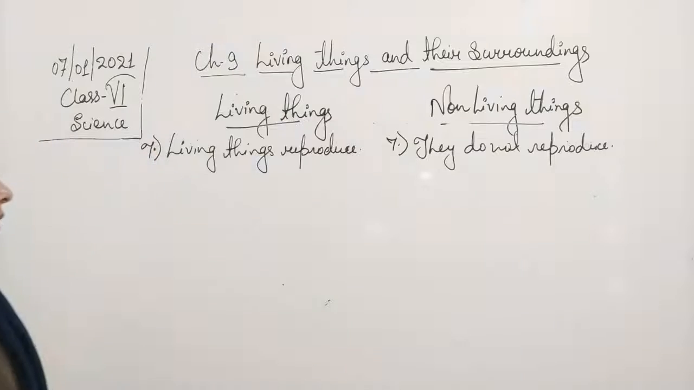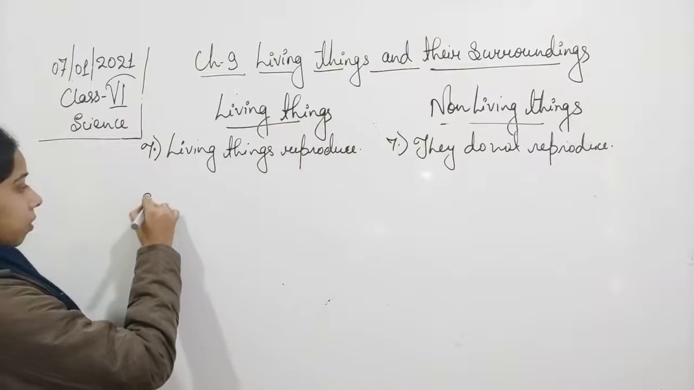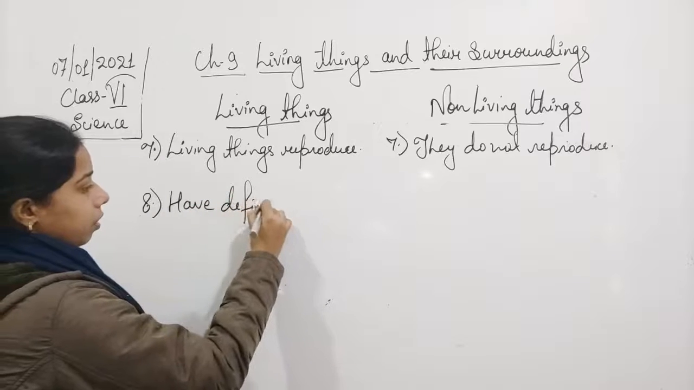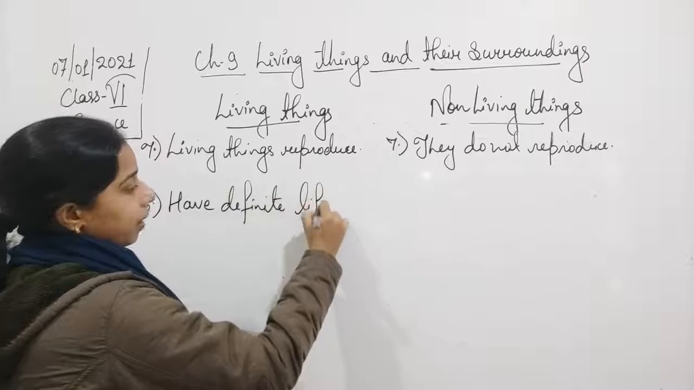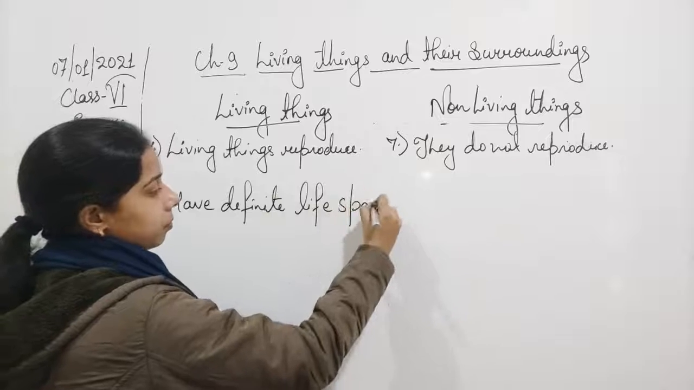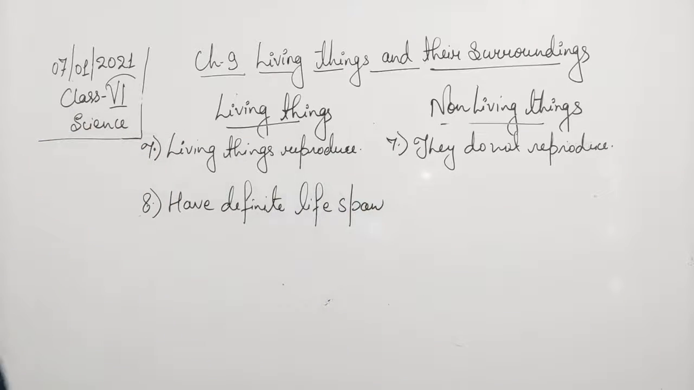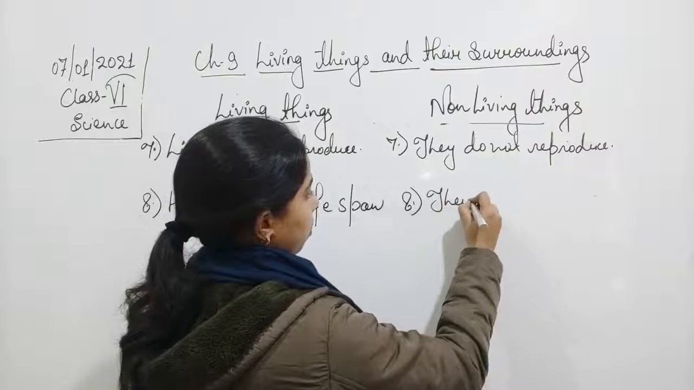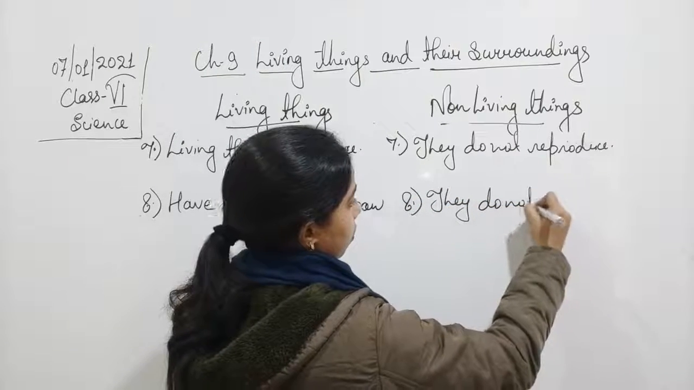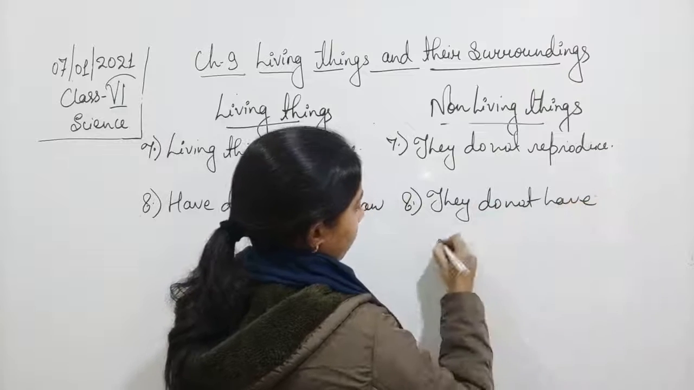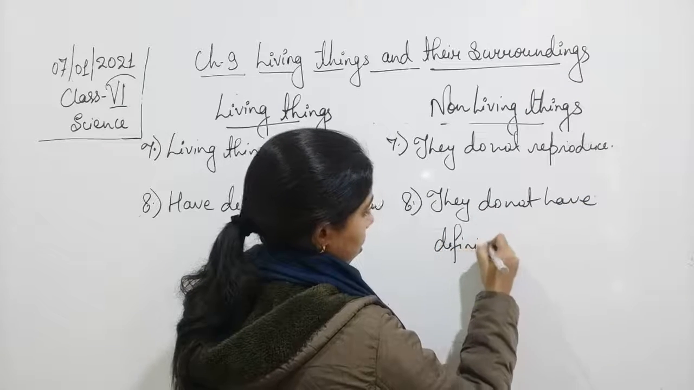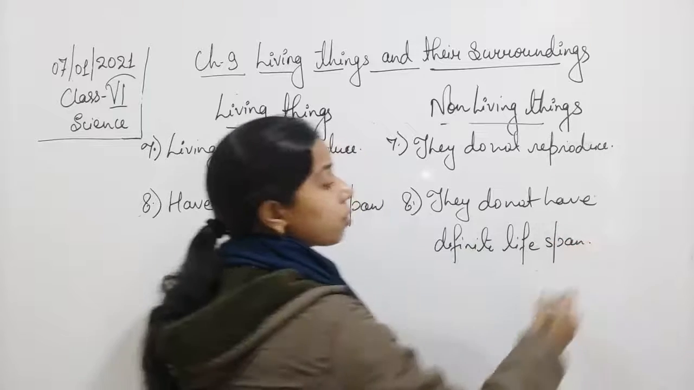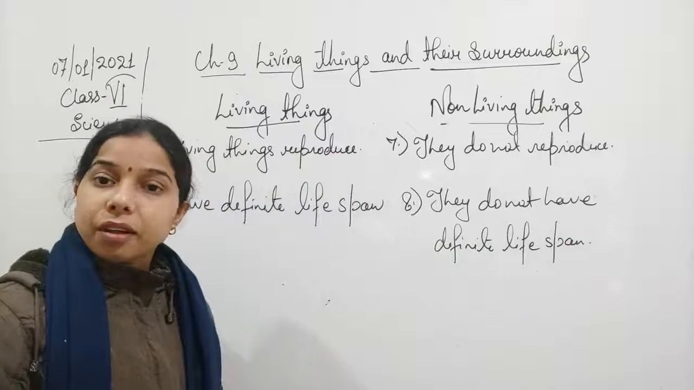So we can write it. Living things have a definite lifespan. Non-living things do not have a definite lifespan. So this was about the living things and their characteristics.